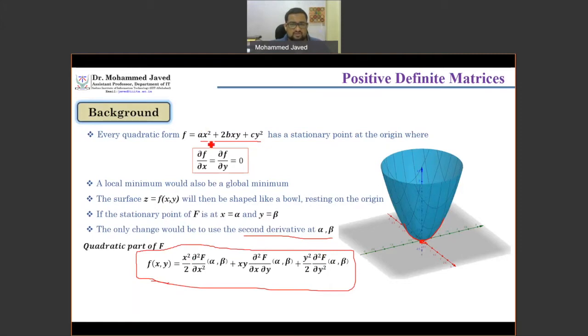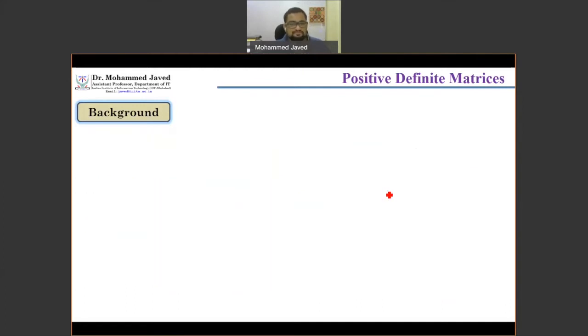You can see that there is an x square term here, an xy term here, and a y square term here, right? So here I have just represented this quadratic form by making use of the second derivative. Now in the coming slides we will see what the condition is where we can ensure that the bowl, whatever graph or function you get, is an increasing function in both directions.